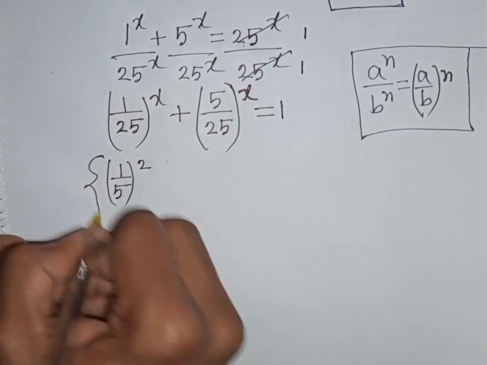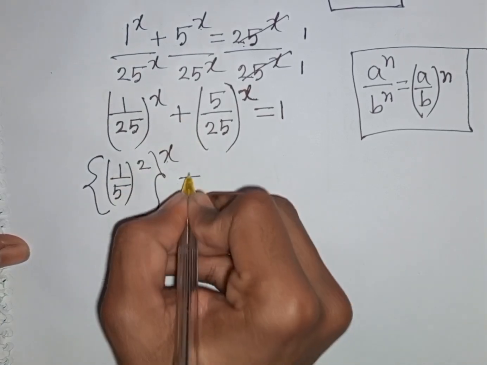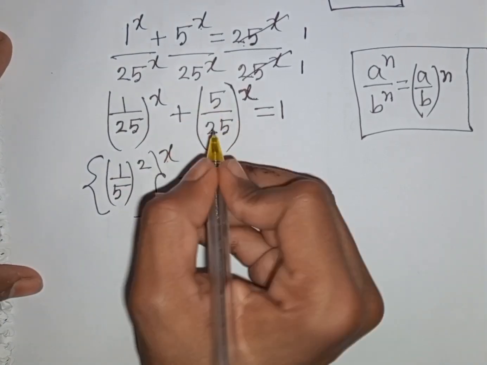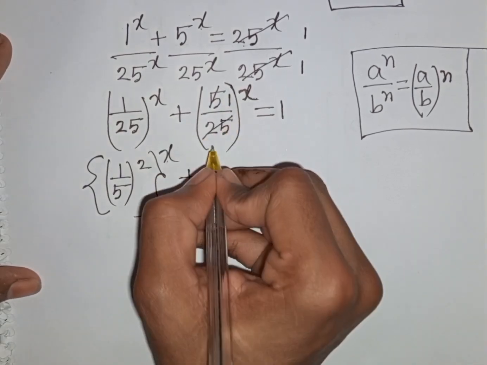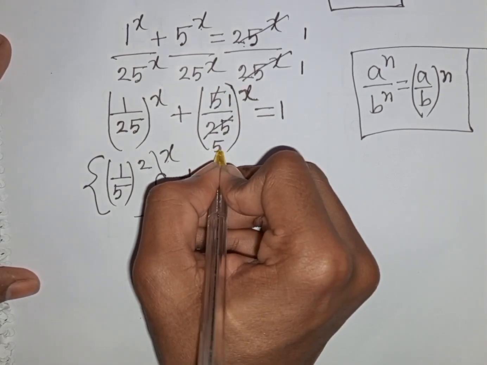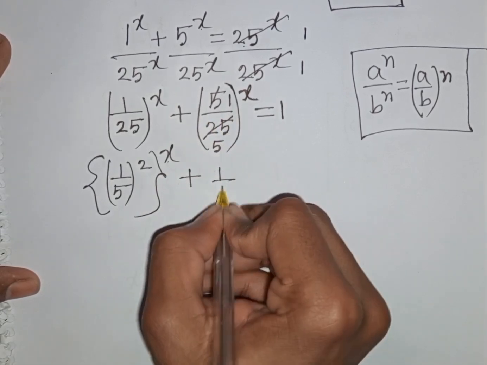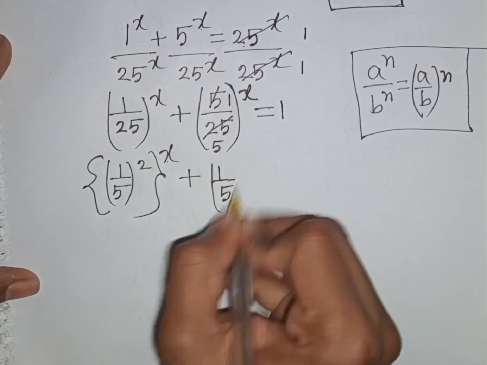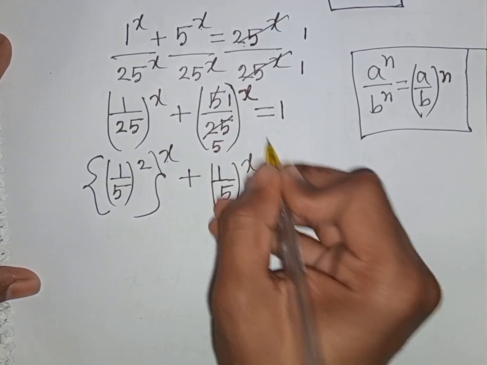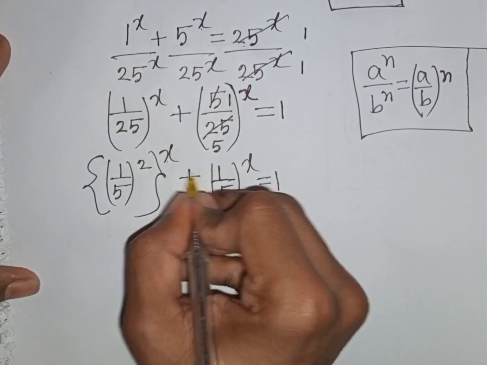Then this first bracket can be written as second bracket, then power of x plus 5 divided by 5, that means it will be 1. 25 divided by 5, that means it will be 5. So we have 1 over 5, then bracket power of x is equal to 1.